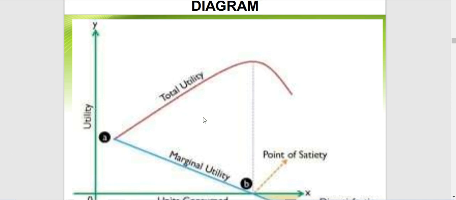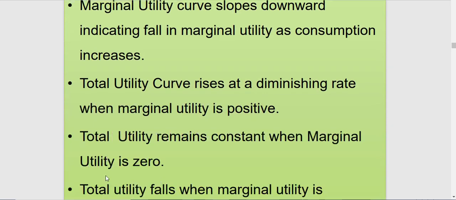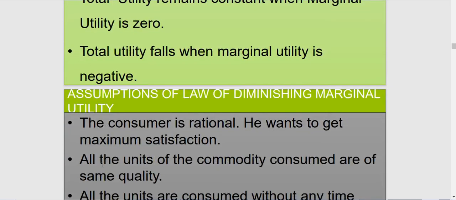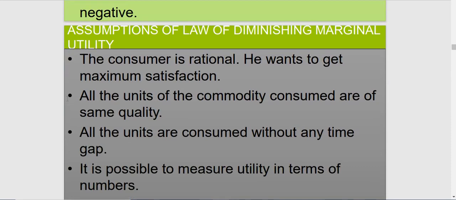So let us move to the next one, that is assumptions of the law of diminishing marginal utility. The first assumption: each and every theory, each and every concept is based upon certain assumptions. We cannot go on taking into account all factors that are affecting a particular item simultaneously.